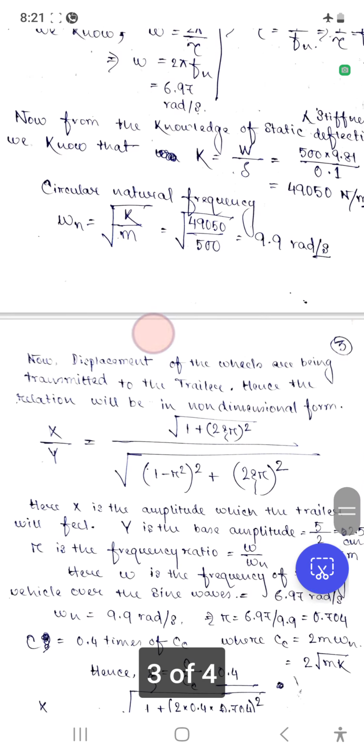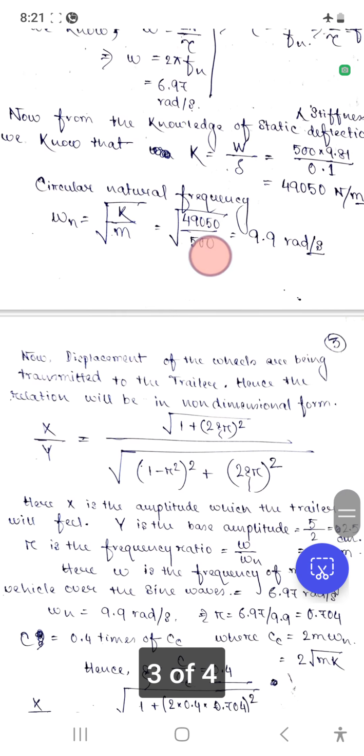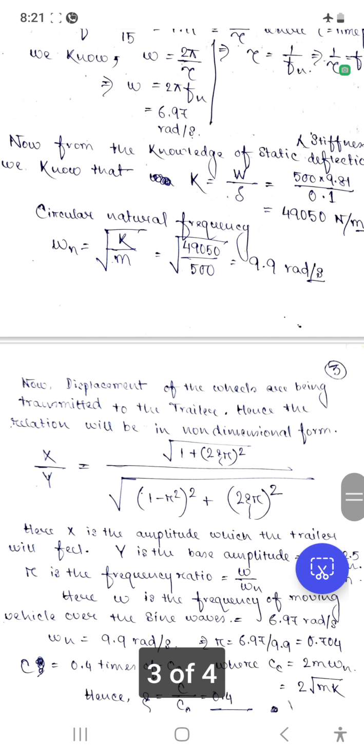So here is the expression that we are already familiar with. Now the displacement of the wheels is being transmitted to the trailer, hence the relation will be in non-dimensional form. This is the non-dimensional form relation. In this case, as the damper is present, that's why zeta terms are present.